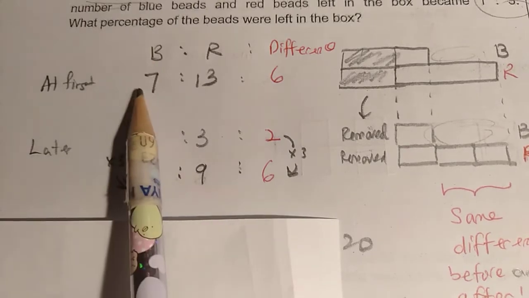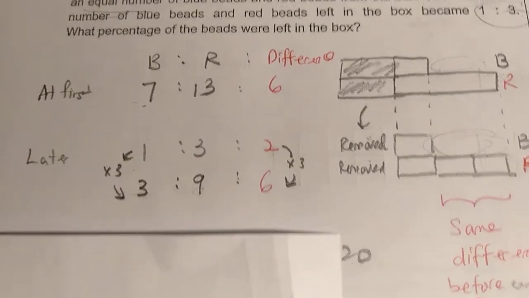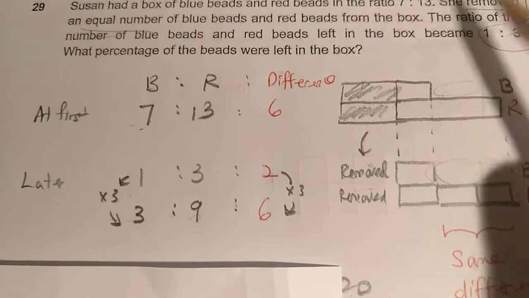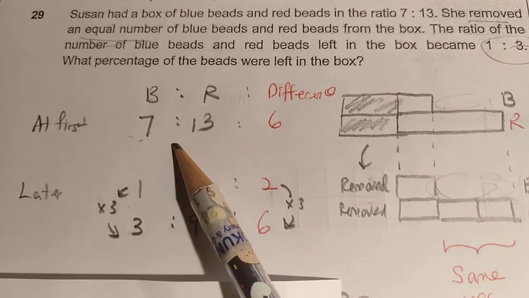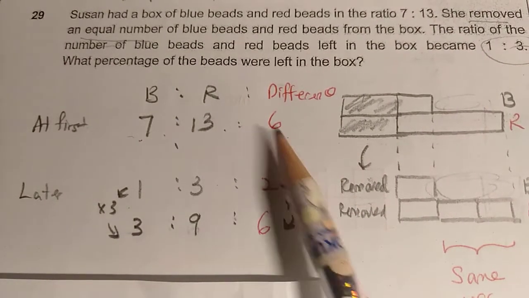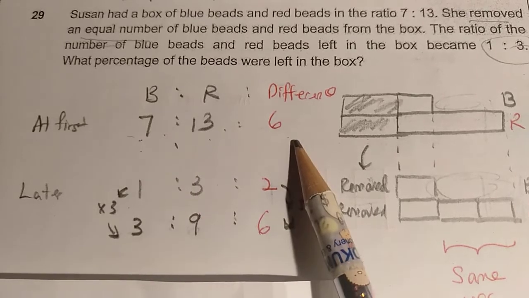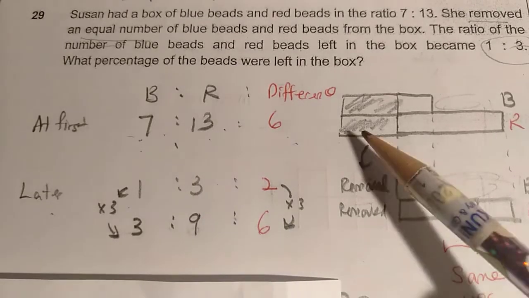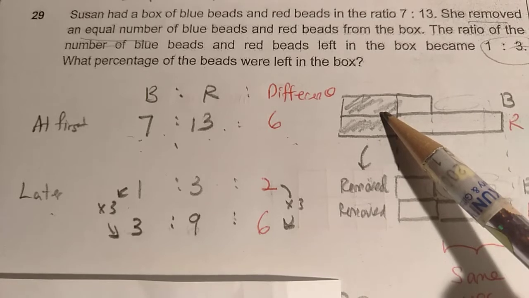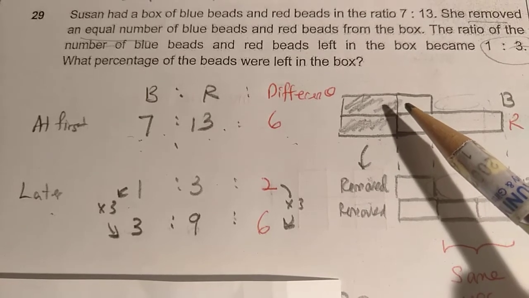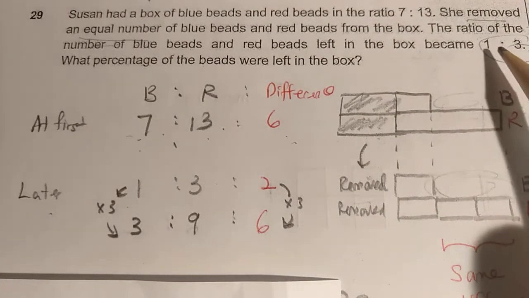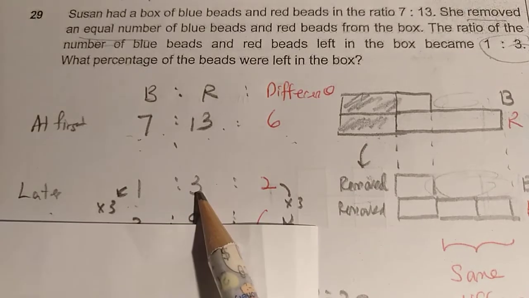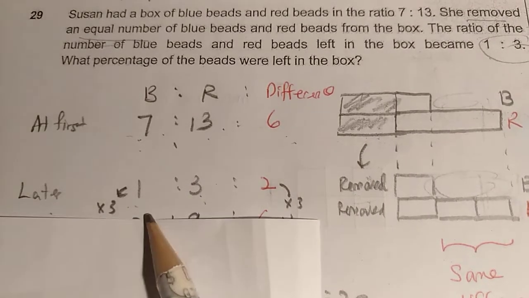So at first it was 7 to 13. We're given blue is to red is 7 to 13. The difference between these two is 6. 13 minus 7 is 6. And later on, after removing the same number of beads from each of the blue and red beads from the box, it's left with 1:3. And the difference is 3 minus 1 is 2.